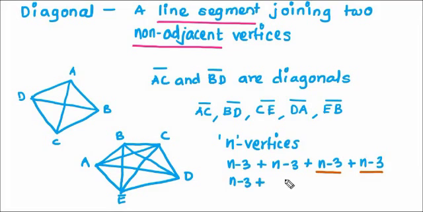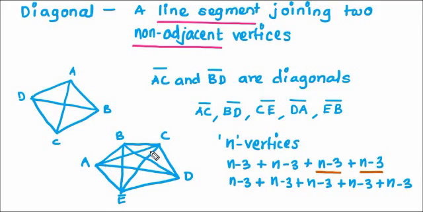Now from B again n minus 3. From C again n minus 3. From D also n minus 3. And from E also n minus 3. Now out of these, if you see, I am drawing from A, AC. And that is same as from C, CA. I am drawing from E, EC. And again same from C, CE. So from each vertex, I am able to draw 2.